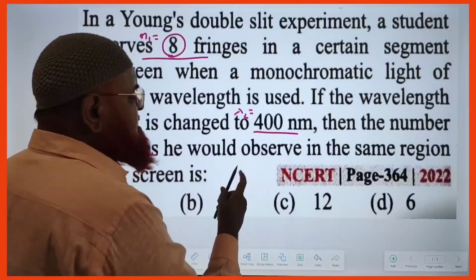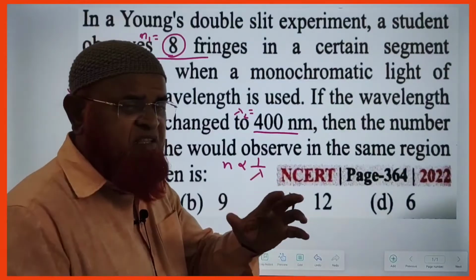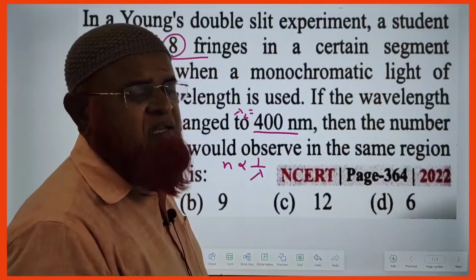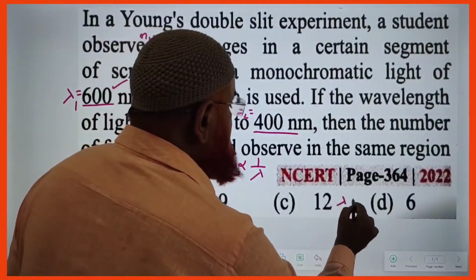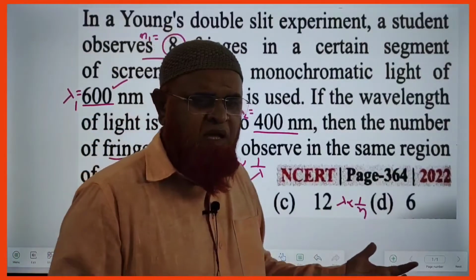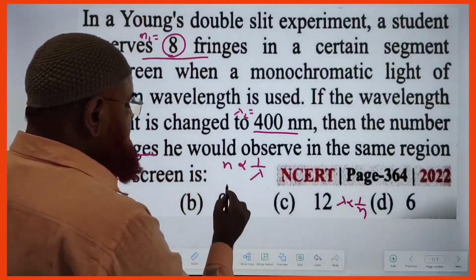It's a very simple thing you have to remember: the number of fringes is inversely proportional to wavelength. The greater the wavelength, the lesser the number of fringes. It is as if wavelength is inversely proportional to frequency. Fringes is nothing but frequency. So therefore, you have to write here now.